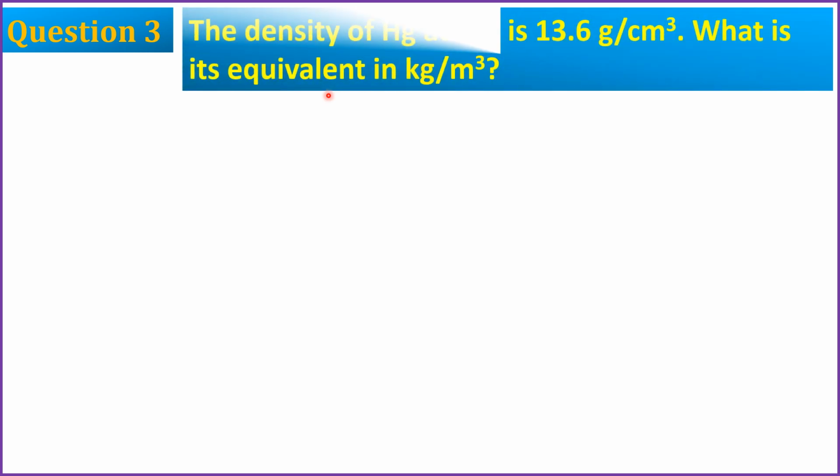Question number 3. The density of mercury at 0 degrees Celsius is 13.6 grams per centimeter cube. What is its equivalent in kilogram per meter cube?